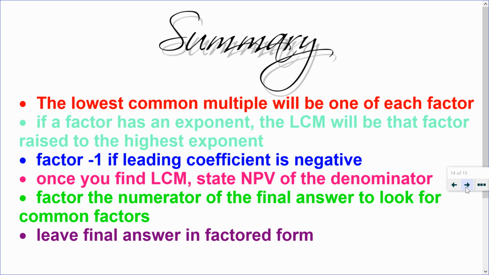So to summarize my lesson, the lowest common multiple will always be, for binomials and monomials together, one of each factor. If the factor has an exponent, the lowest common multiple will be the highest exponent. Okay, that last trick that we saw, if you can, factor a negative 1 if the leading coefficient is negative, so that you can actually have the lowest common multiple. And then factor the numerator and denominator of the final answer to look for common factors. You want to leave everything in factored form. So this lesson is all about adding and subtracting.